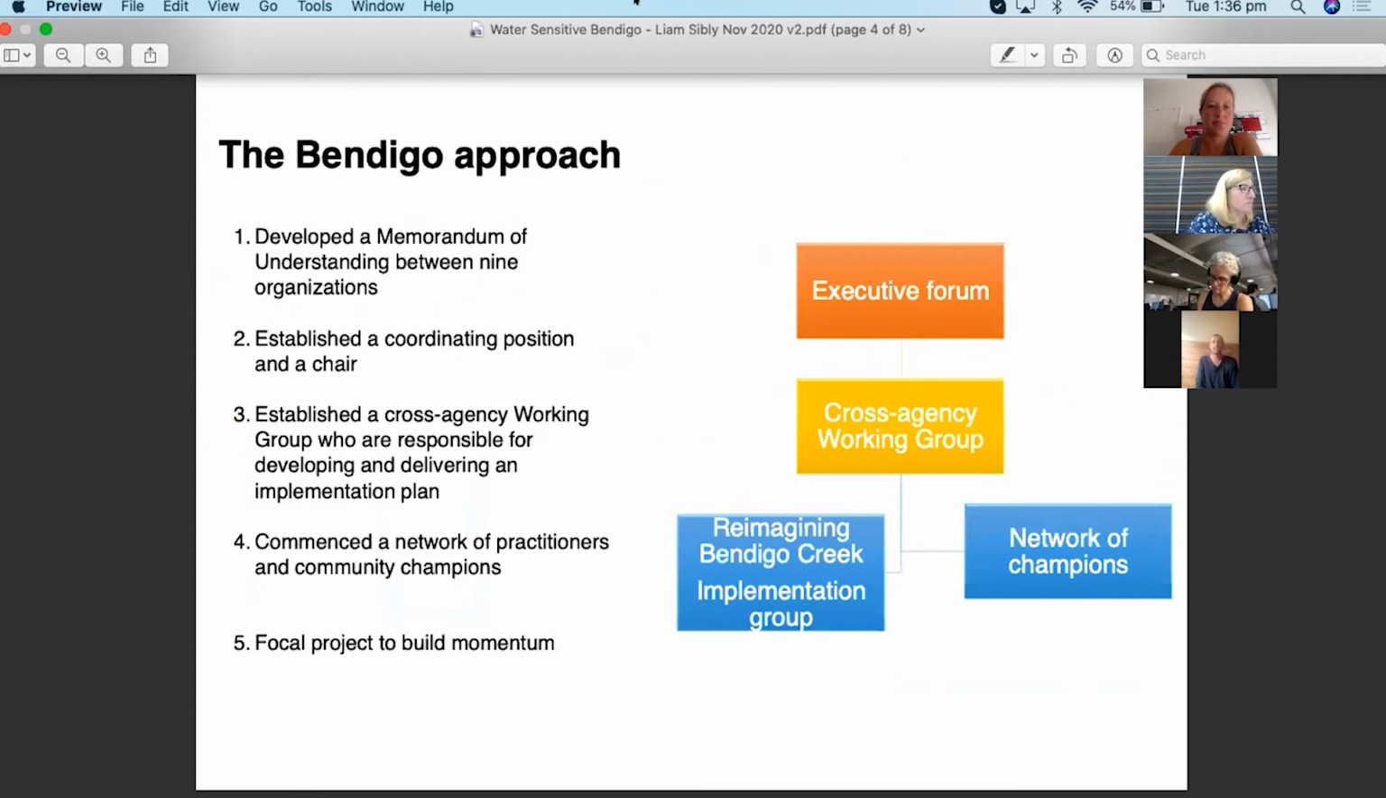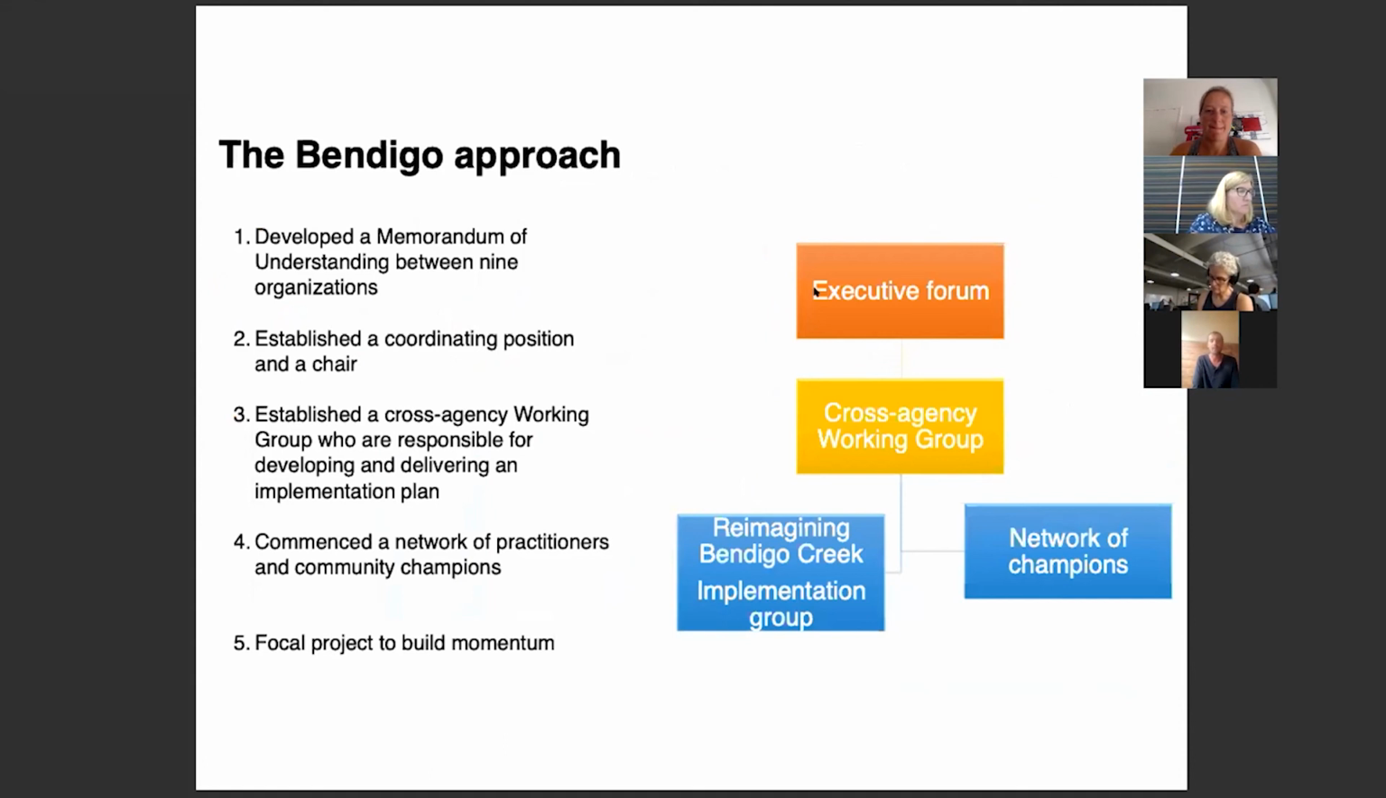So I'm just going to give you a bit of an overview of some of the mechanics of how Bendigo has approached it. Since we got the strategy developed, we've gone off and done a few things. The first key part was developing a memorandum of understanding between 9 organisations. This was essentially just establishing commitment to make sure that we could keep working on this together, and it was signed by 9 organisations.